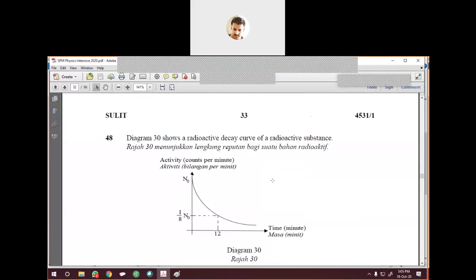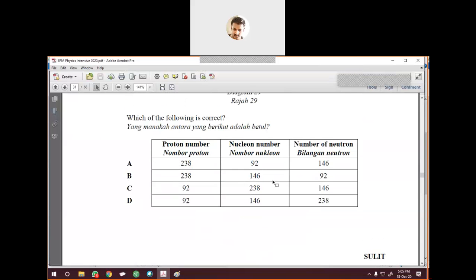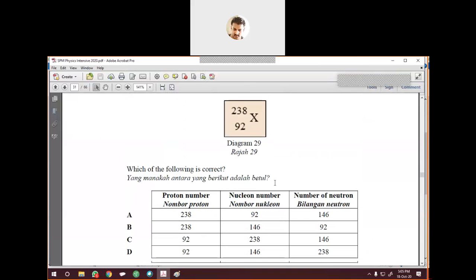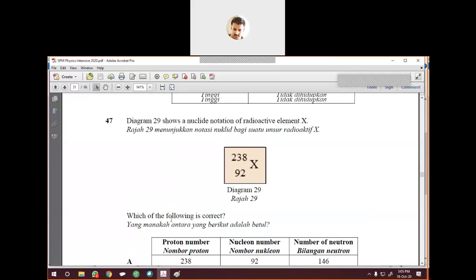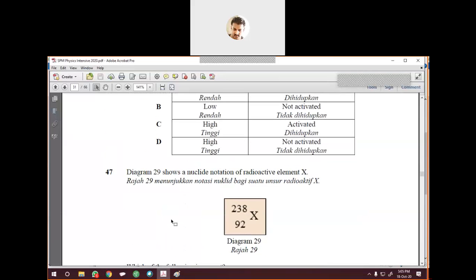Okay guys, next one. Have you all tried this question already? This is pretty much straightforward, right? They ask which one is correct. This is 238 92. 238 is the nucleon number, and 92 is the proton number. So automatically the answer is C. This is like a bonus question.